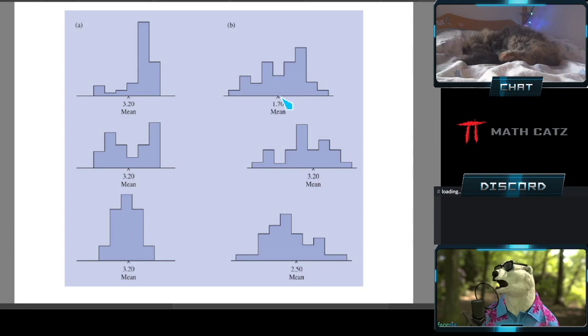But it doesn't tell me everything about this distribution. Look at this left column, A. In all the cases, I have a mean of 3.2, but these are not the same distributions at all.